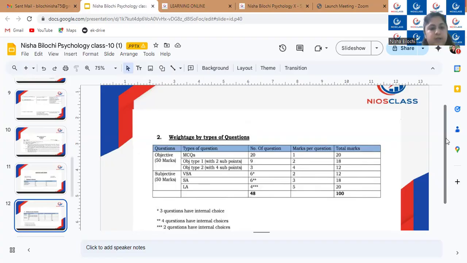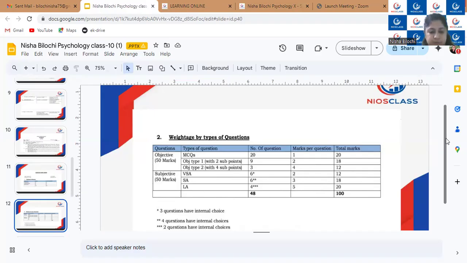So if you talk about the MCQs, how many questions are going to be there? 20. Each question stands for 1 mark. In total, that is 20 marks. Then we have very short answer questions, and you can see the star is there. Sometimes they give you internal choice as well. So for very short answer, 6 questions will be there.